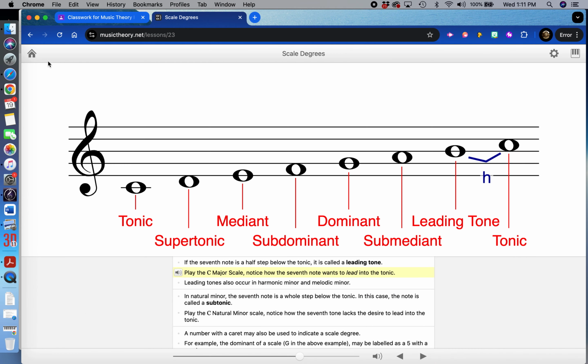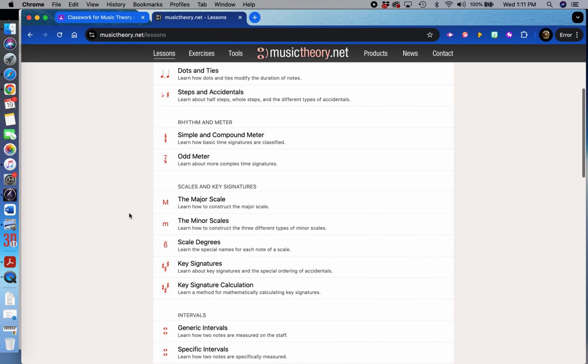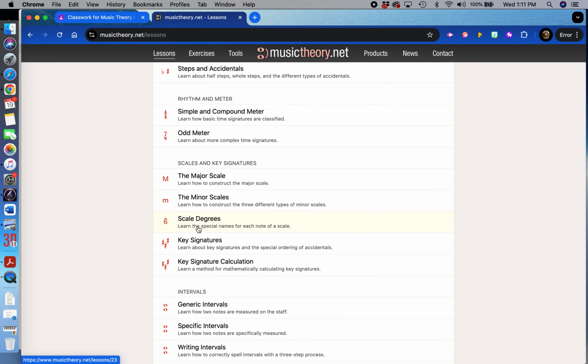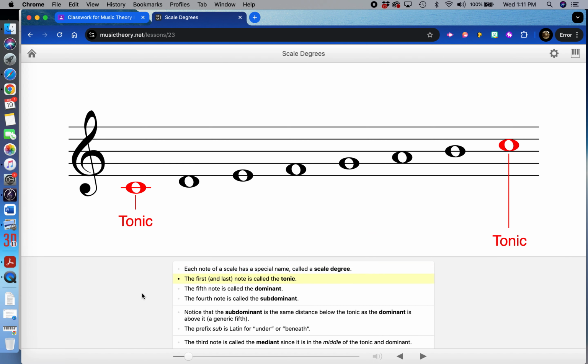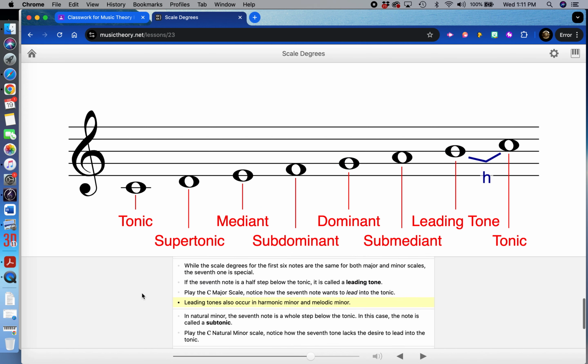So over in musictheory.net, if you go to lessons, and we did this in class real quick, but we also have this. I have this linked in Google Classroom, but here we go. So we're going to go down to scale degrees. Every scale degree number has a name that goes with it. So your number 1 and your number 8 are both tonic because of the same note, and tonic is the name of the key that you're in.